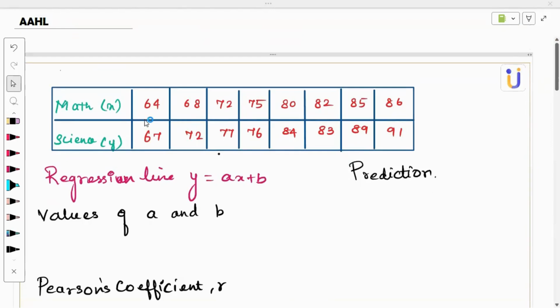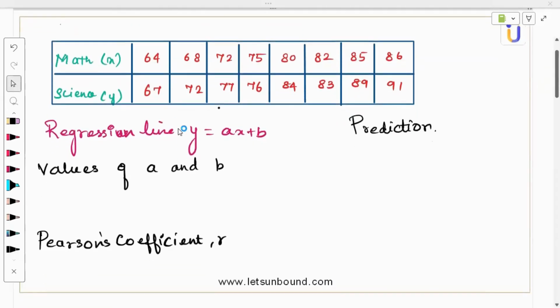Here we have the first question in this particular paper. It is based on statistics, a very simple question. A two-way table is given to us, like math and science scores. Then we need to work on a regression line, y is equal to ax plus b. That is the important thing to note. Then we need to find what a and b are, the respective Pearson coefficient for it, and a prediction. It's completely based on the calculator paper, right? So let's go with finding a and b.